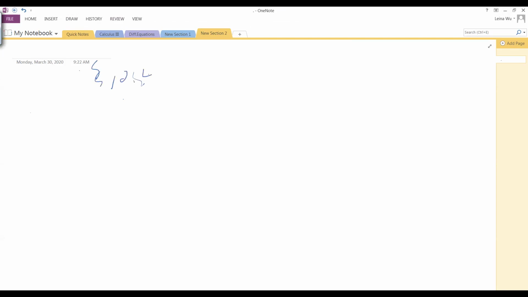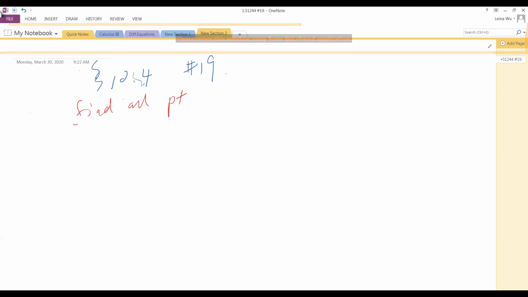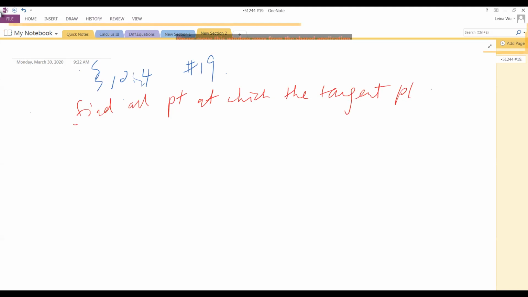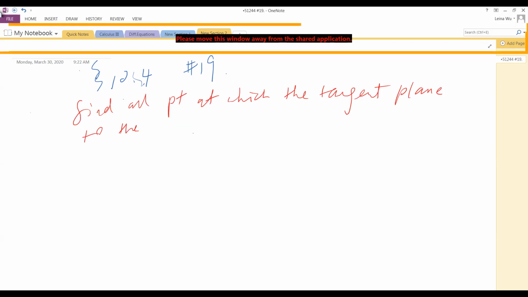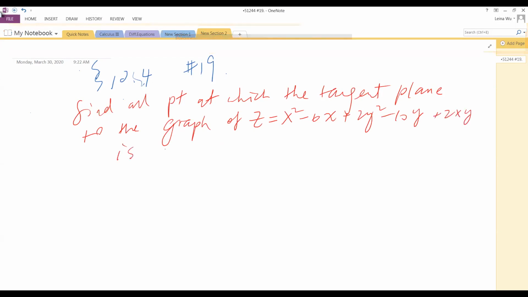Okay, so section 12.4, number 19. This is about find all points at which the tangent plane to the graph of z equals x squared minus 6x plus 2y squared minus 10y plus 2xy is horizontal.